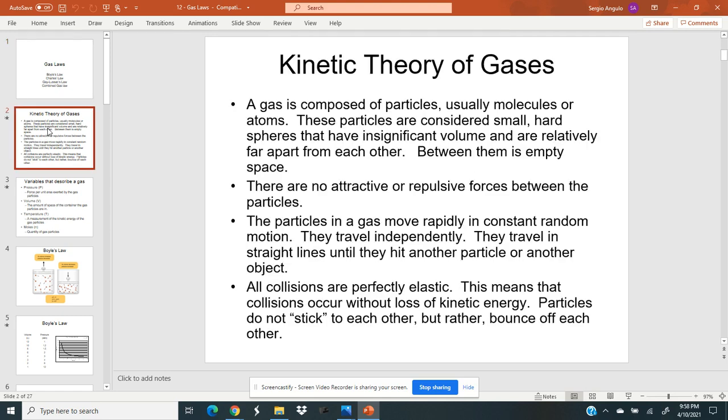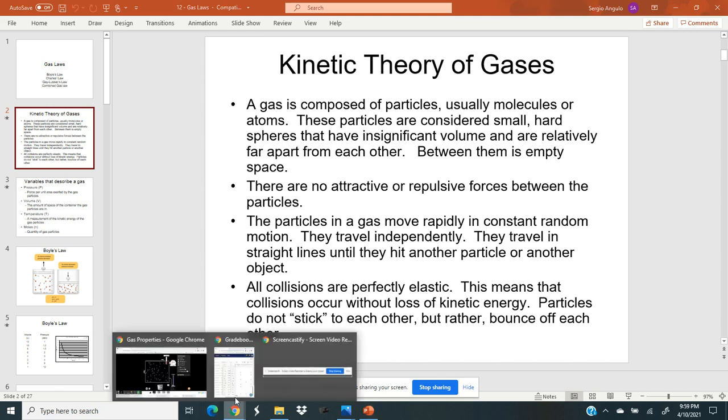Real quickly here, in chapter 13, they talked about the kinetic theory of gases, and I'm just going to go through these real quickly to give us an idea of what gases are like and how they behave. Okay, so the first bullet point says a gas is composed of particles, usually molecules or atoms. These particles are considered small, hard spheres that have insignificant volume and are relatively far apart from each other. Between them is empty space.